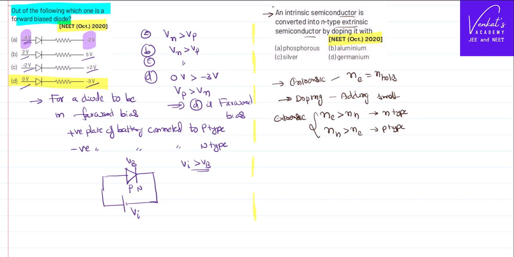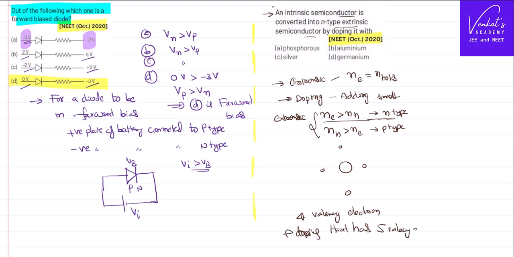Now, if we have to convert this into n-type, we have to add in such a way that the number of electrons is more than the number of holes. A pure semiconductor like silicon or germanium has 4 valence electrons. So you shall add a dopant that has 5 valence electrons, so that 4 of them form covalent bonds with the other 4, and the 5th one becomes a free electron. When you add a few such atoms, there will be extra free electrons. That kind of material is called n-type material.